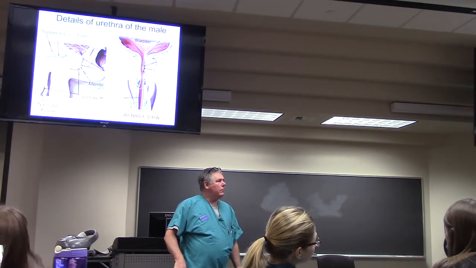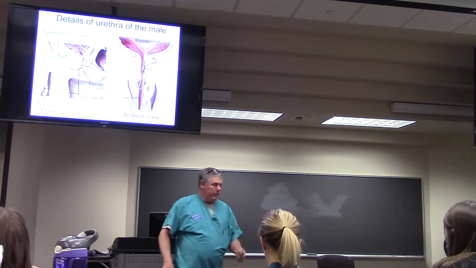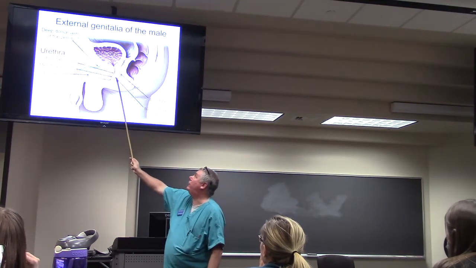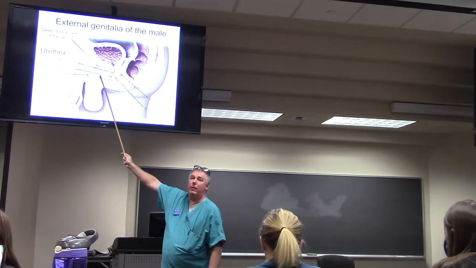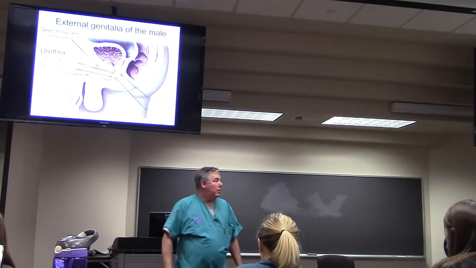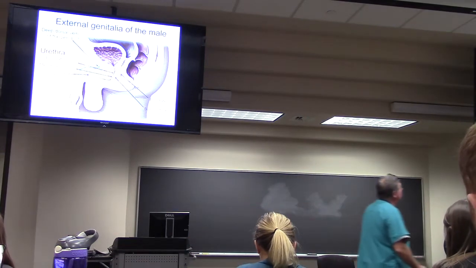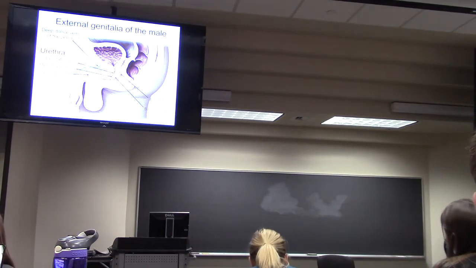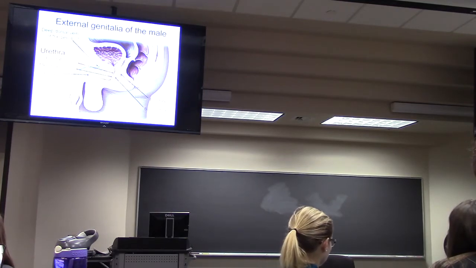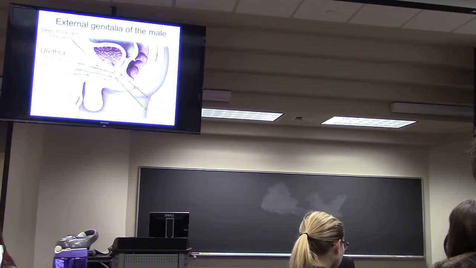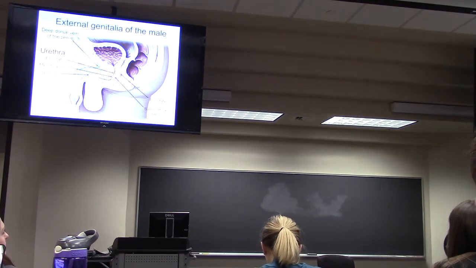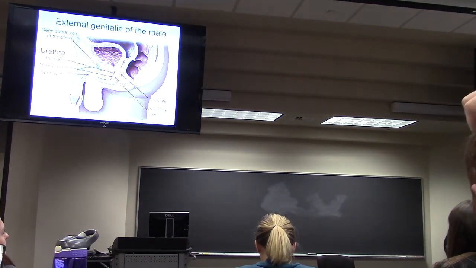Show what deep and superficial. The deep space is only the part that contains the UG diaphragm. So this is the deep space right here. That would be the perineal membrane right there, where the external genitalia is hanging off of. So this is the superficial space.